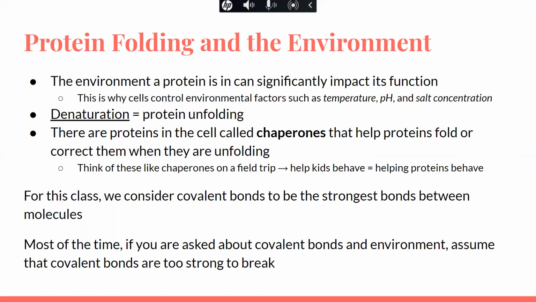Just a quick disclaimer. For this class, we consider covalent bonds to be the strongest bonds between molecules. Most of the time, if you're asked about covalent bonds and environment, assume that the covalent bonds are too strong to break based on the environment. This will make more sense in the next slide.